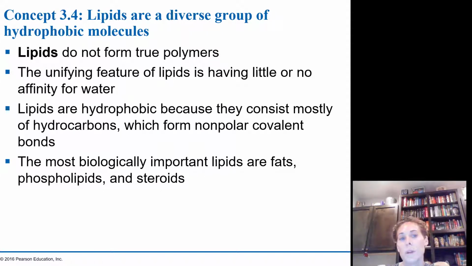Okay, now we're going to move into concept 3.4, which is about lipids. So we learned about carbohydrates. Now we're going to learn about another type of organic molecule, macromolecule, that's important to the makeup of our bodies and other living things, and that's lipids.